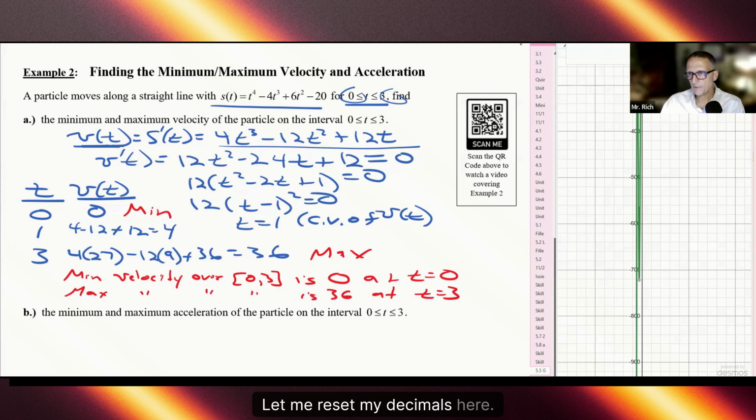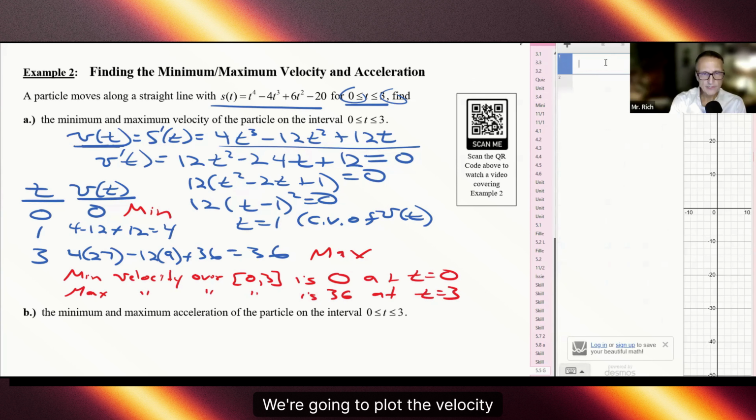Let me reset my Desmos here. We're going to plot the velocity, 4t to the third minus 12. I'm going to use x to remind you here. 4x to the third minus 12x squared plus 12x.